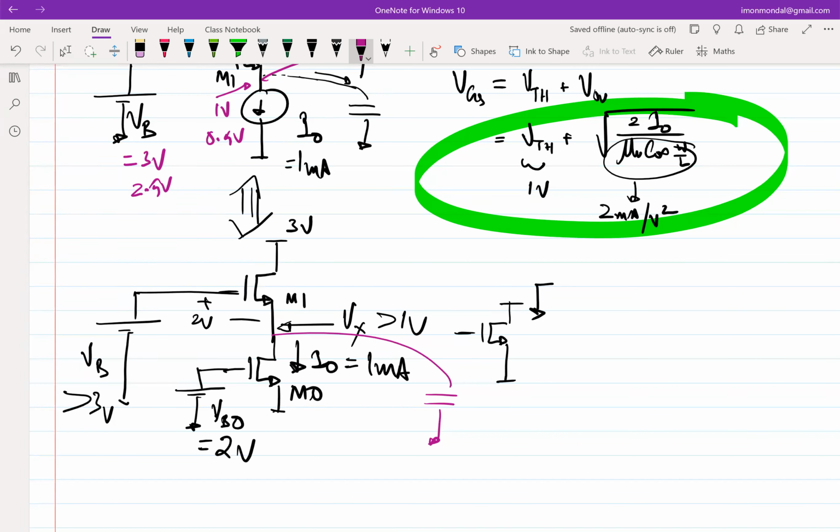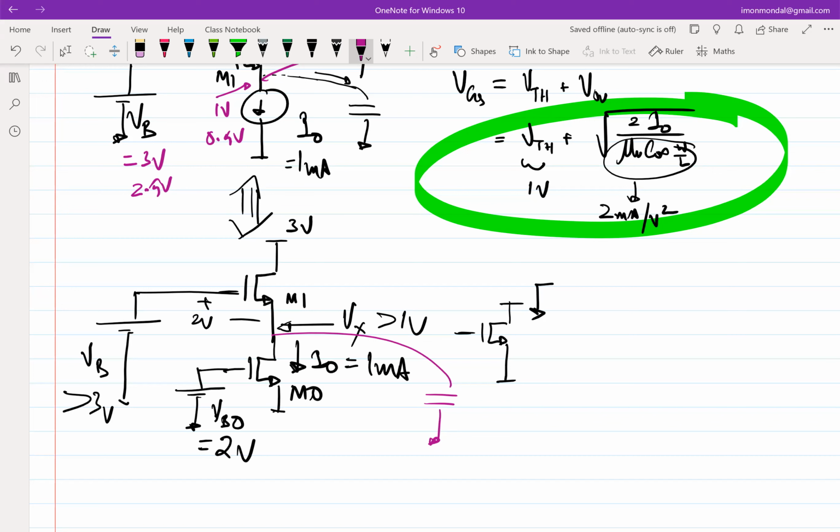M naught. Because if I change W by L of M naught, will the current change? The current will definitely change, right? Because if I change W by L of M naught, VGS of M naught is constant and the current will proportionately increase. If I double it, the current will double, right? So whatever current I get from M naught is this I naught. This is the constant current. And now if I affect the size of M1, all that is going to happen is that the VGS of M1 will auto adjust to accommodate for that current, so that the current in this stack is being set by M0.